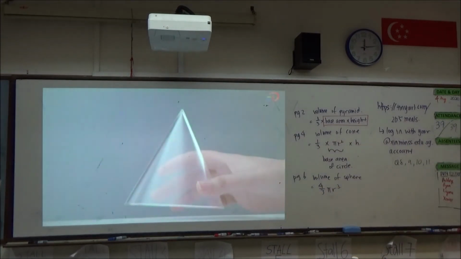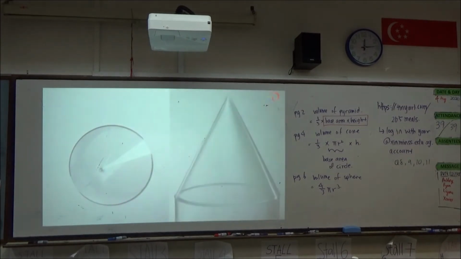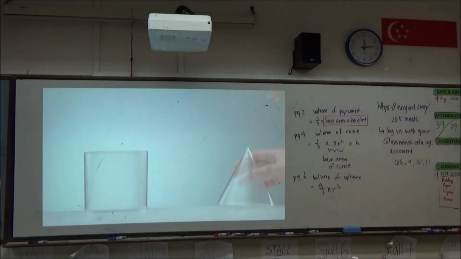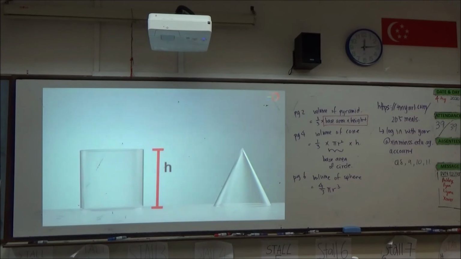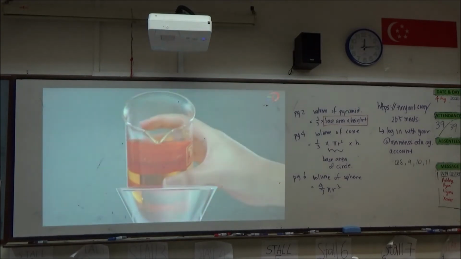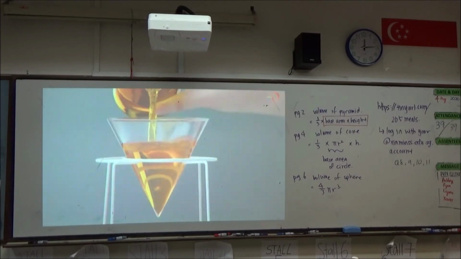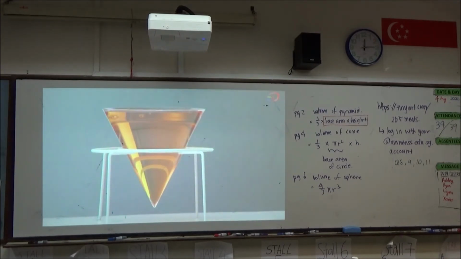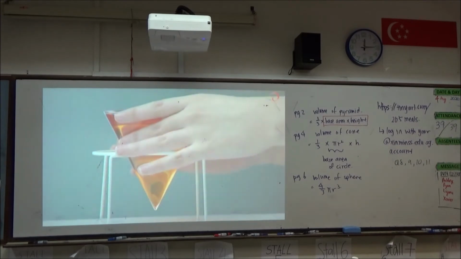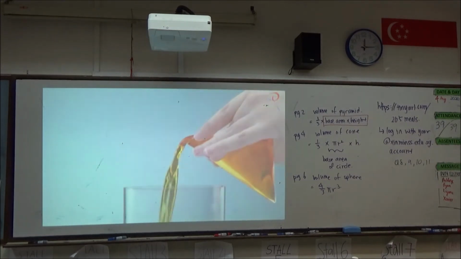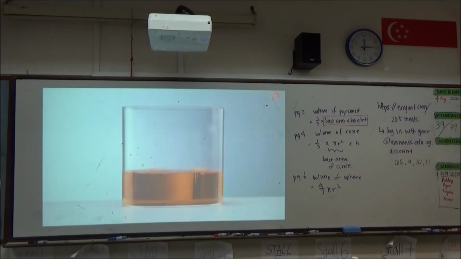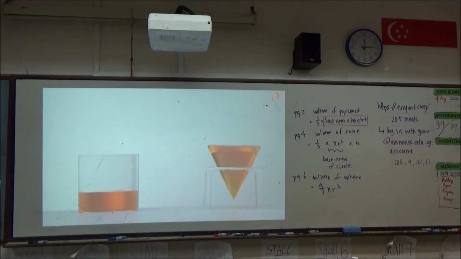We have a cone here. The base area is the same as the base area of this cylinder. They have the same height too. Will they have the same volume? Let us find out. So I think we are all convinced that they can't have the same volume. Let's fill this cone to the brim with water. The amount of water represents the volume of the cone. Now, let's pour the water into this cylinder. We can see that the water cannot fill up the cylinder. The volume of this cone is less than the volume of this cylinder.